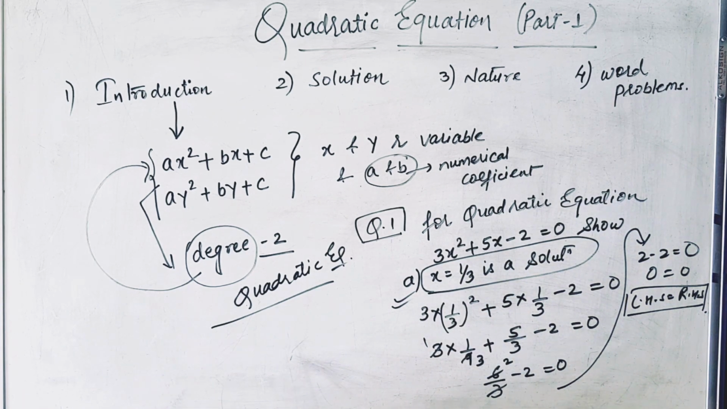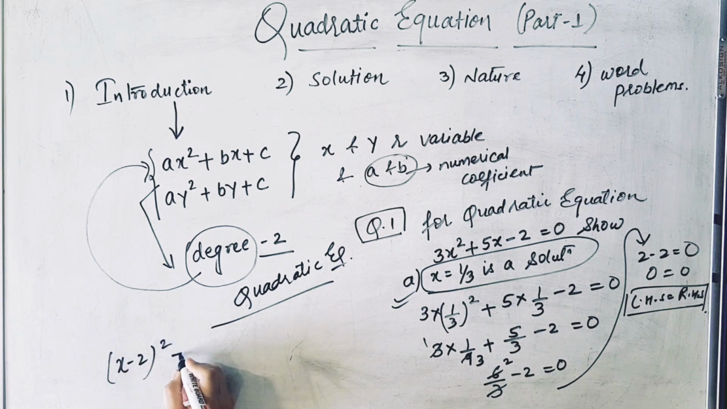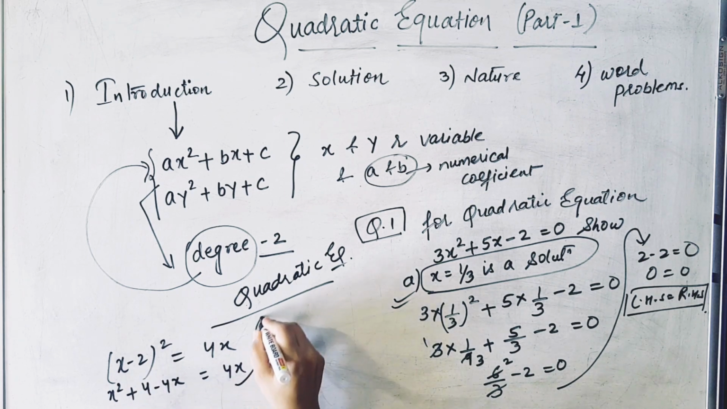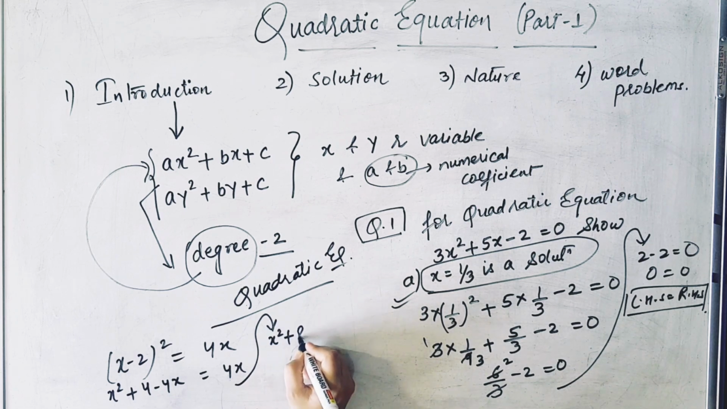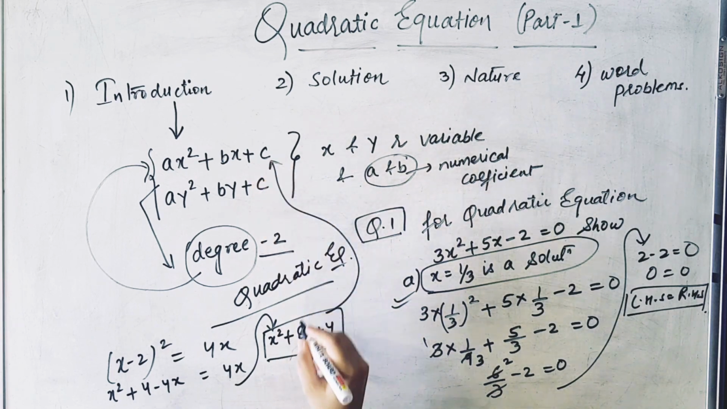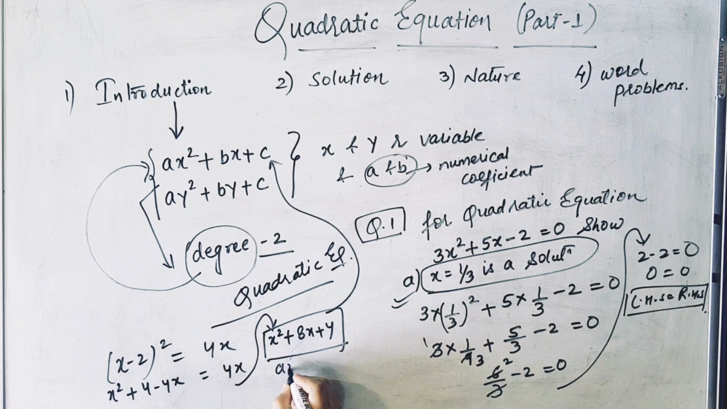Now, sometimes they also give us certain equations, like x minus 2 whole square equals 4x. Is this a quadratic equation? Yes. How is it a quadratic equation? We'll solve it. x square plus 4 minus 4x. I have put the identity of a minus b whole square over here. So we'll solve it, and what we are getting over here is x square plus 8x plus 4. Hence this equation came in the form ax square plus bx plus c. Therefore, it is a quadratic equation.